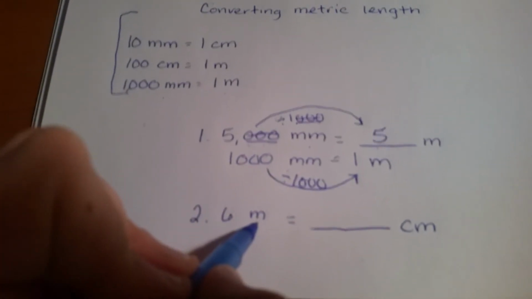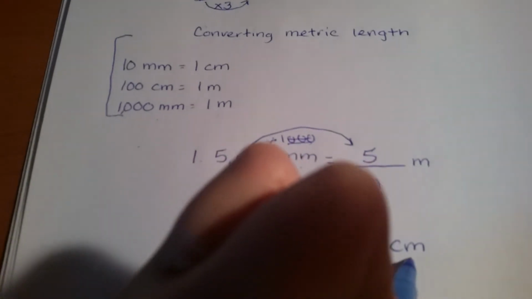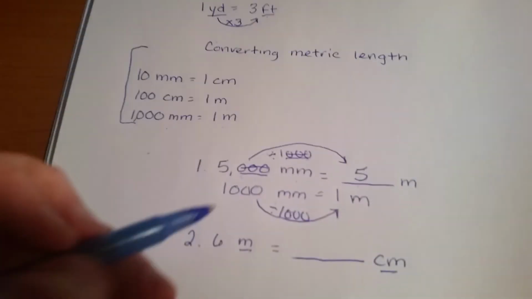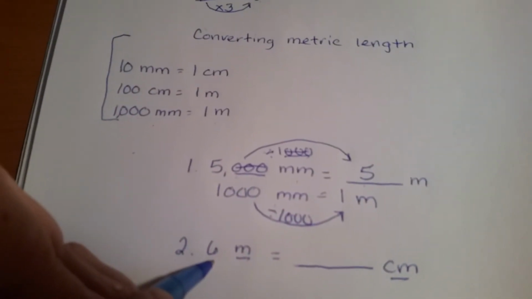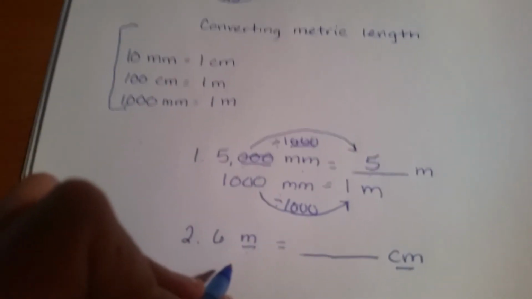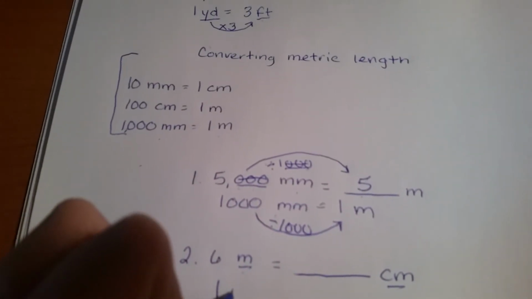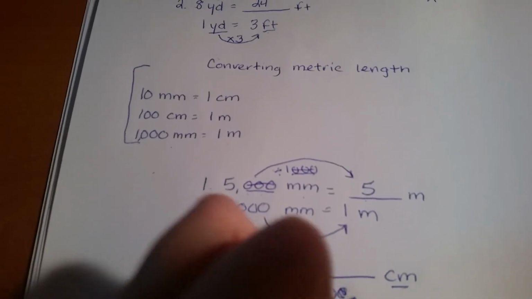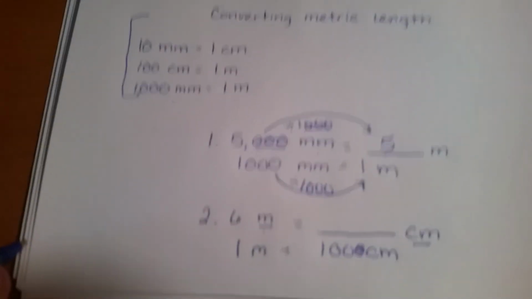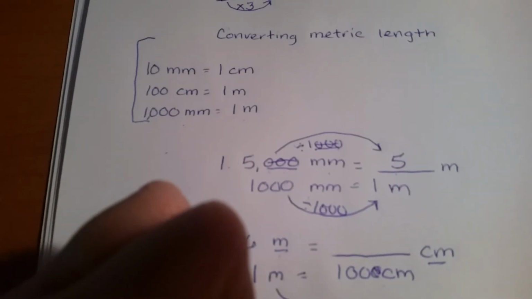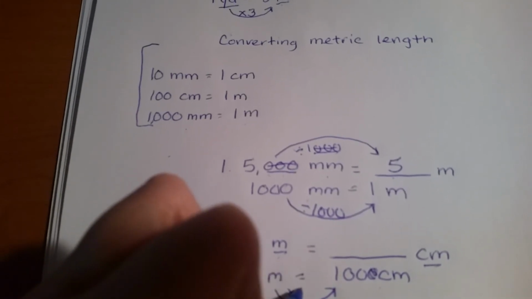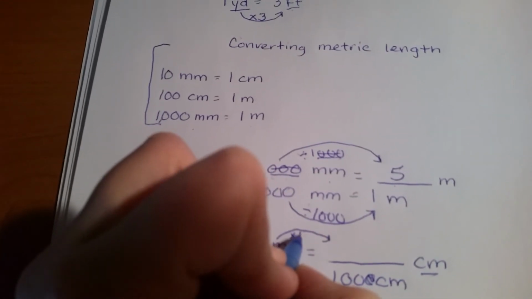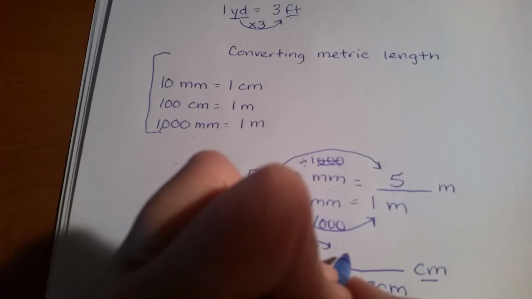Now this one, I'm going from a larger unit to a smaller unit this time. So what do I do when I go from larger to smaller? I multiply. So I'm looking at meters to centimeters. Well, how many centimeters are in 1 meter? Well, 1 meter equals 100, not 1,000, centimeters. Okay, so what did I do to get from 1 to 100? I multiplied by 100. So 6 times 100 equals 600.